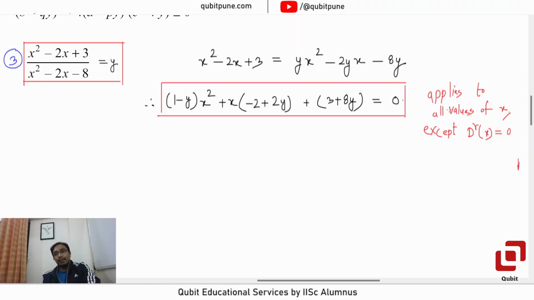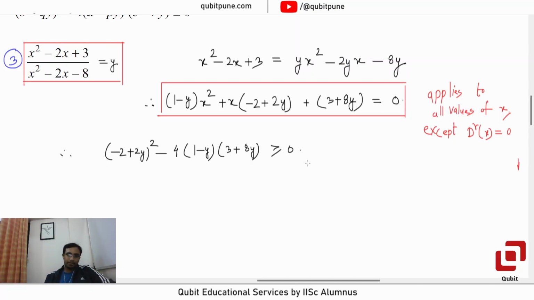Now if it applies to all values of x, I have to say that the quadratic equation's discriminant has to be positive. Therefore, (negative 2 plus 2y) squared minus 4 into (1 minus y) into (3 plus 8y) should be greater than or equal to 0. Is that clear? b squared minus 4ac should be greater than or equal to 0. Okay, simplify.